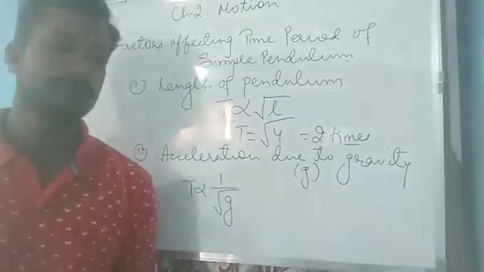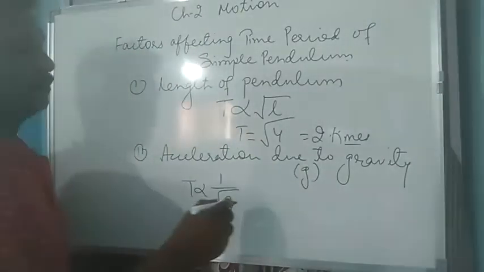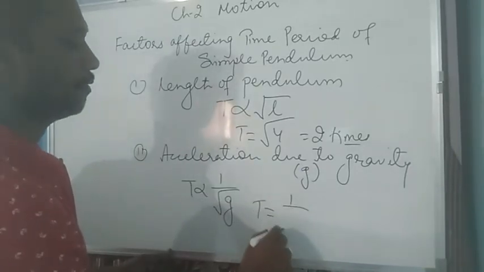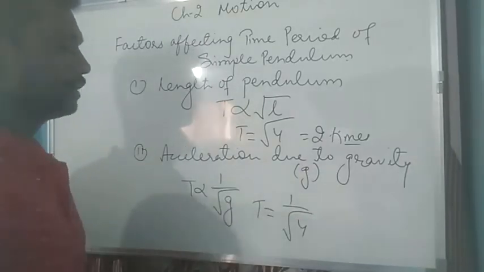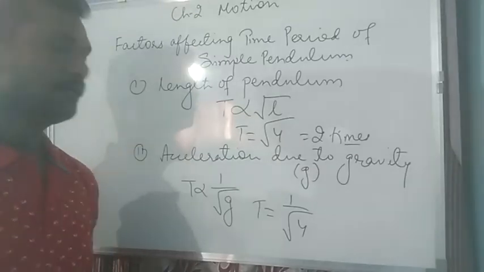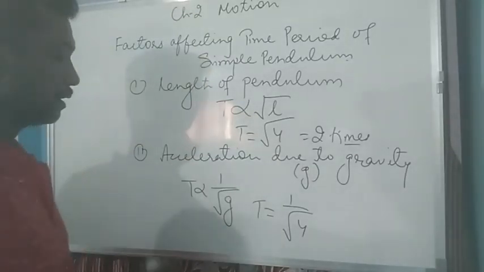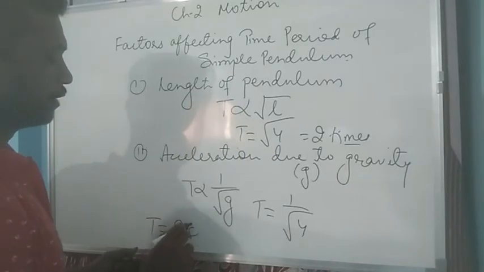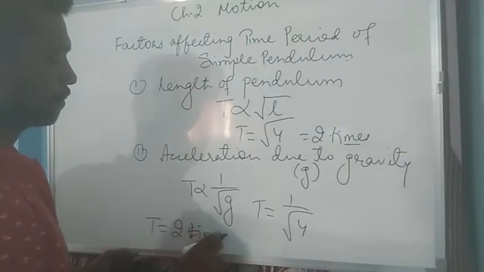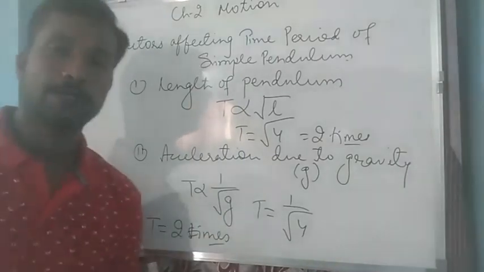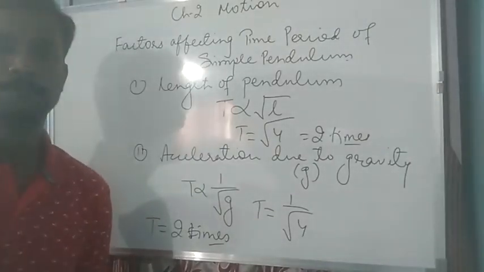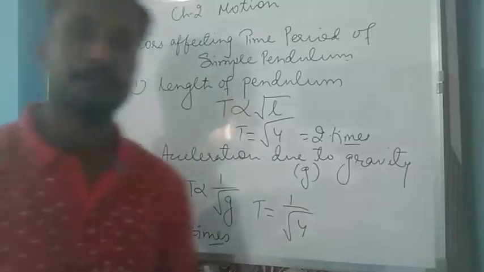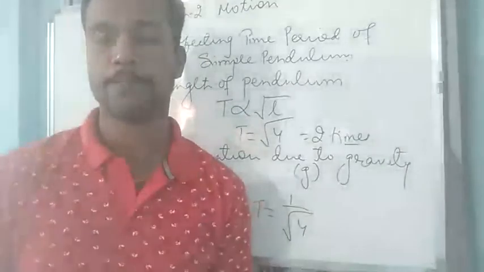For example, when we make the acceleration due to gravity 4 times, the time period will decrease by 2 times. So I hope it is clear. These are the two factors which will affect the time period.